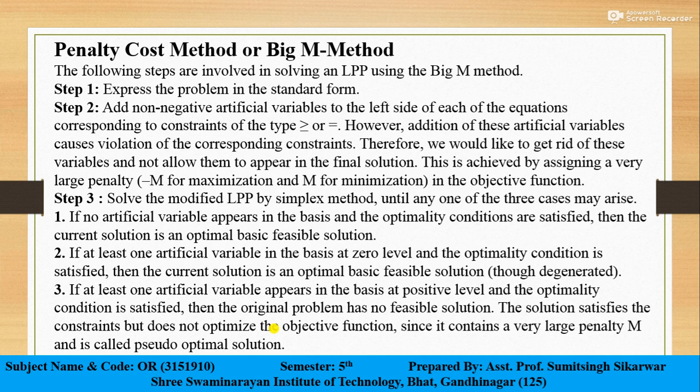In the third case, if at least one artificial variable appears in the basis at positive level and the optimality condition is satisfied, then the original problem has no feasible solution. That problem doesn't have any solution because we are getting values greater than 0. Then the solution satisfies the constraints but does not optimize the objective function because it contains a very large penalty M, which is called a pseudo optimal solution.